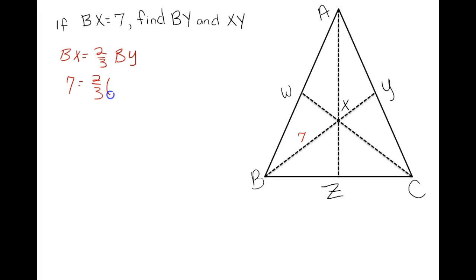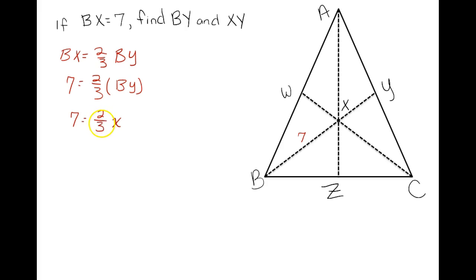2/3 times BY. So we're trying to find BY this time. That could be your variable. You can say X, but I'm just trying to let you see what we're doing. We're trying to find this entire segment. So let's go ahead and make that a variable. So let's let BY be X. Or you could say Y, whatever variable you choose.